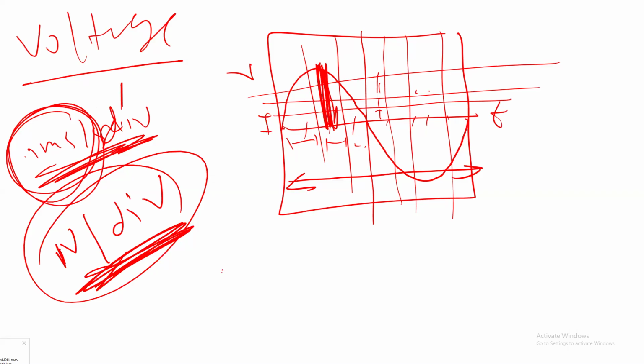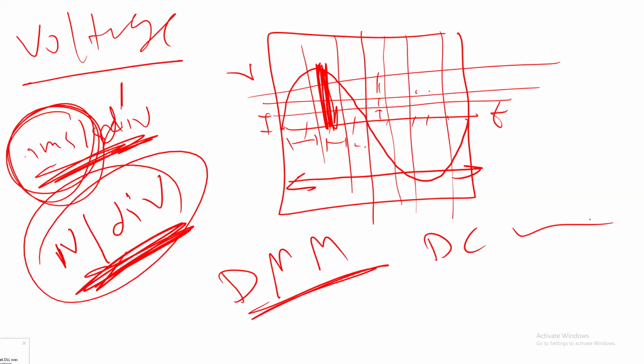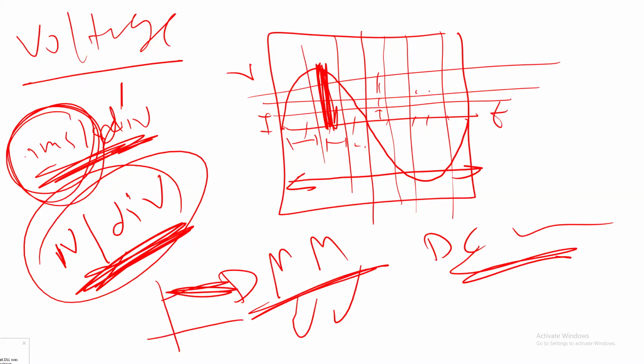We already used the DMM before to measure DC signals, and usually that's what we do. For DC signals, the DMM is very good. But you can still use the oscilloscope to measure a DC signal. That's okay.